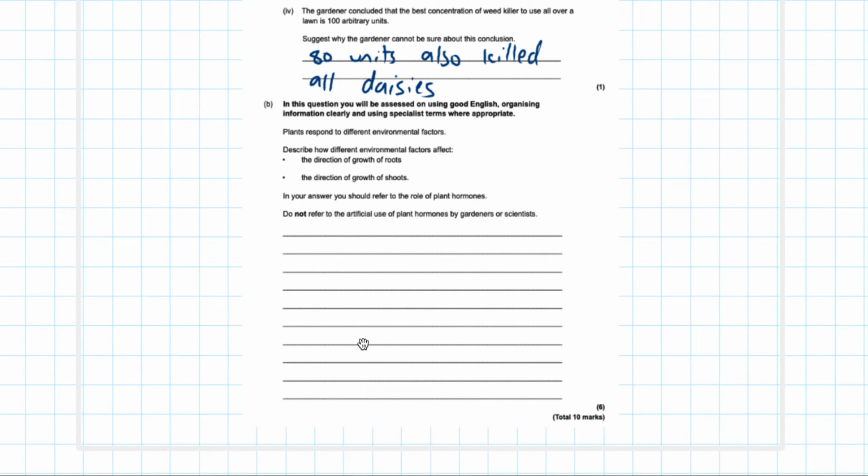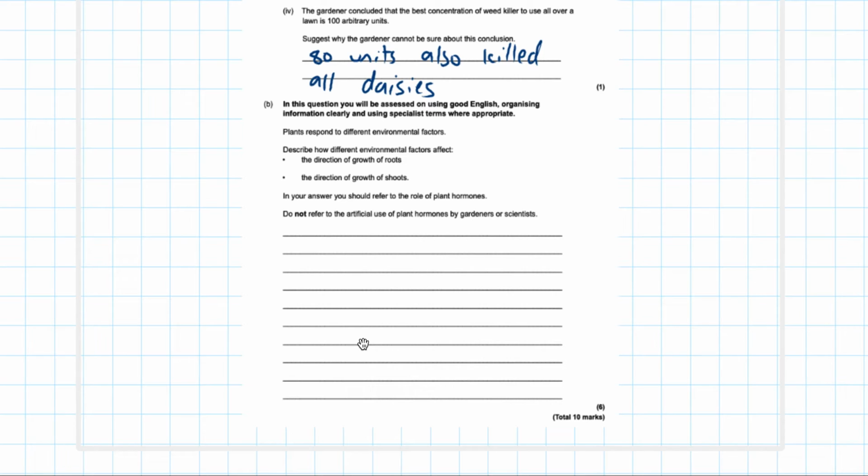Okay, the next one then. Plants respond to different environmental factors. Describe how different environmental factors affect the direction of growth of roots and the direction of growth of shoots, and your answer should refer to the role of plant hormones. Again, 6-mark question. Very, very key one that we need to do.